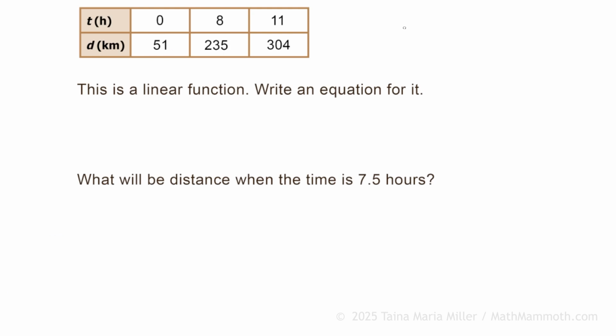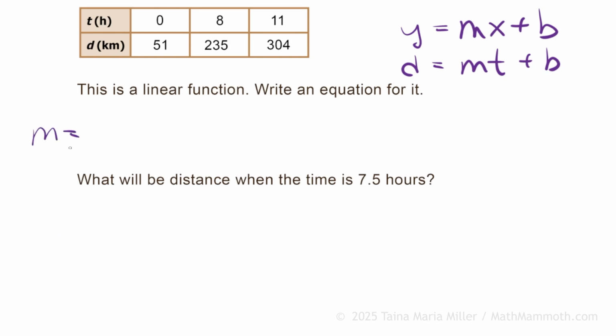The generic form was once again y equals mx plus b. This time our variables are t and d, so it will be d equals m times t plus b. B is the initial value, it's 51. But what is the rate of change? We will look at how much the output variable changes compared to the input variable. So we get this difference, 235 minus 51 over 8 minus 0, or 8. This is 184 divided by 8, which is exactly 23.